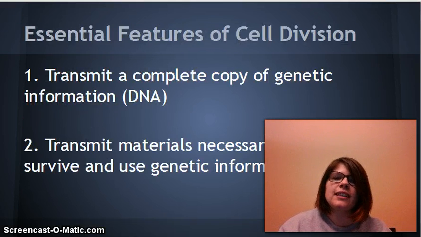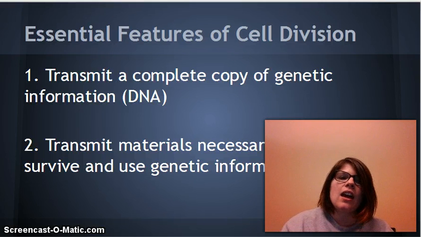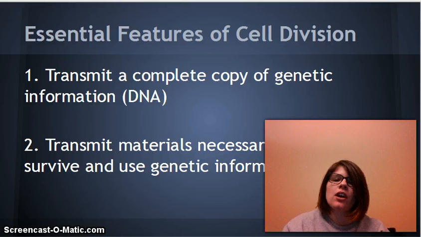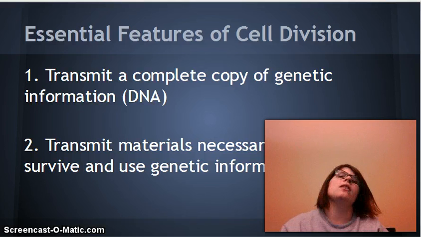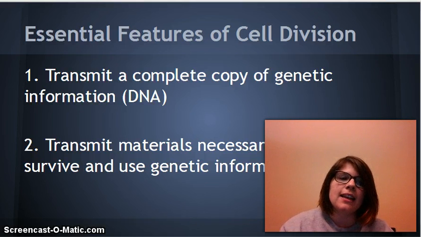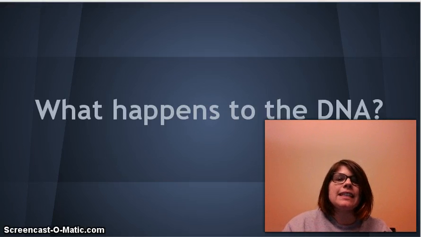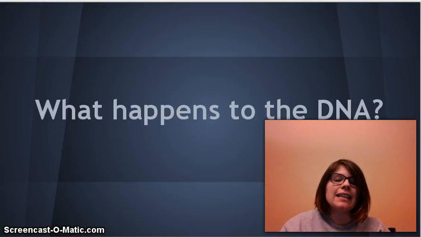So we have two essential features of cell division. We transmit a complete copy of the genetic information, or the DNA, into a new cell. And we transmit materials necessary for the cell to survive and use genetic information. You might recall that we have that information in the DNA, and we're going to learn in a couple weeks about transcription and translation and what that is necessary for. So we're talking all about this DNA. And remember, the DNA is in the nucleus, and it has to be able to be replicated in order to go through mitosis. So what happens to all that DNA?